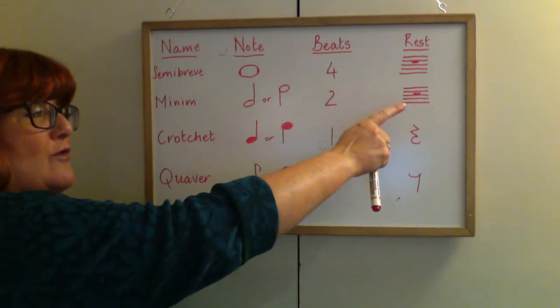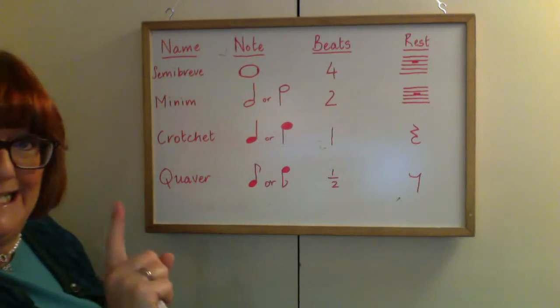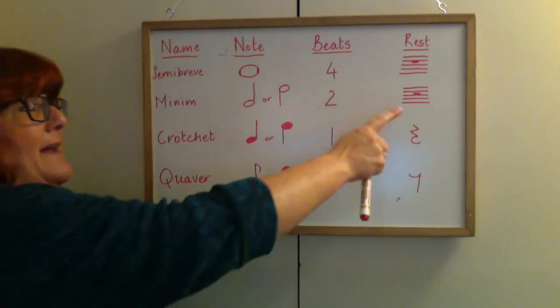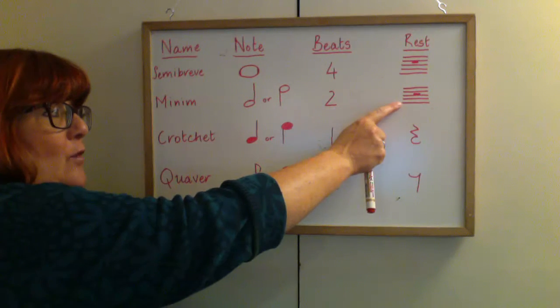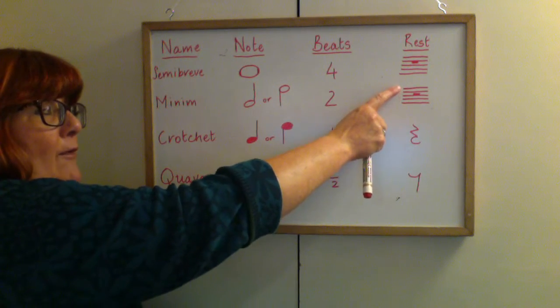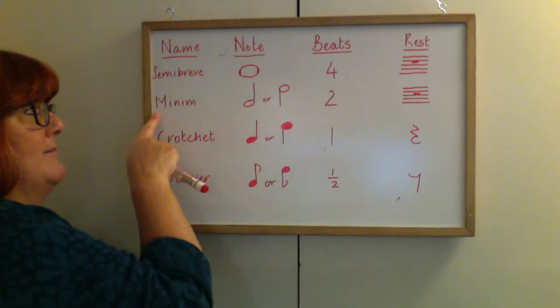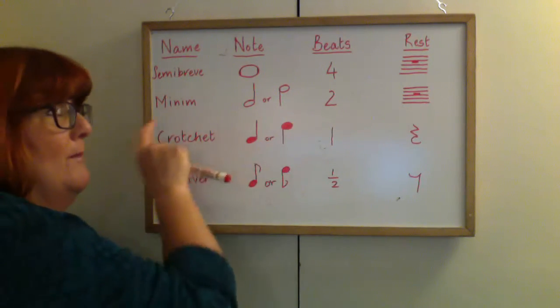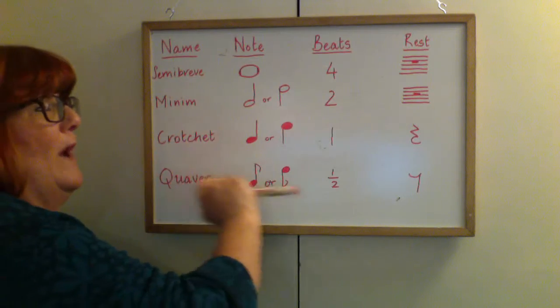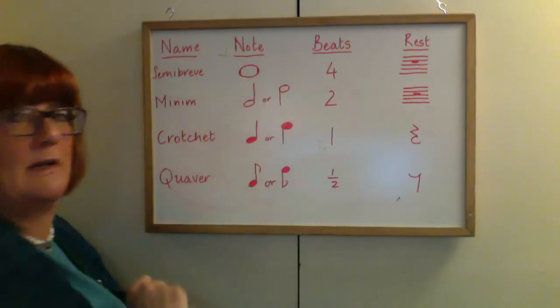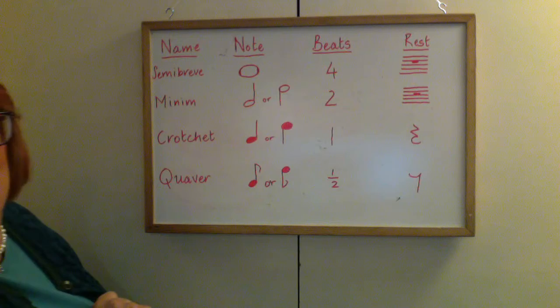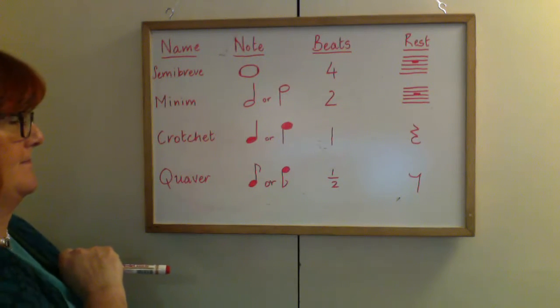And if we've got a rest, which means it's completely silent, then it's a little hat, and it goes on the 3rd line, or the middle line. And if you think Mr. Minim or Mrs. Minim wears a hat on the middle line, then it makes it nice and easy to remember which one it goes on.